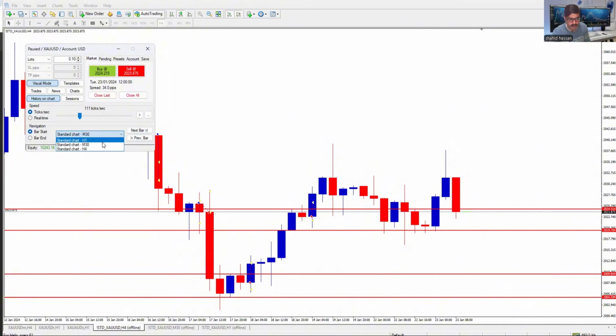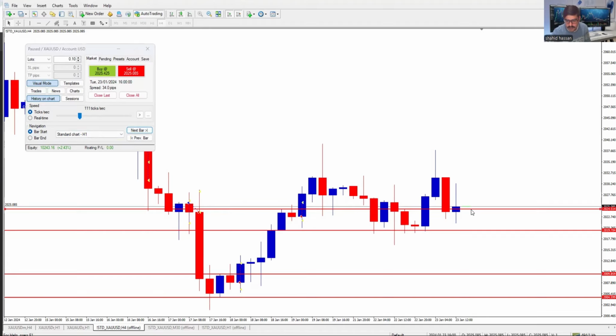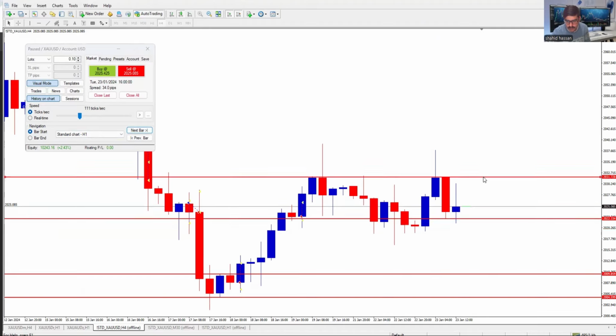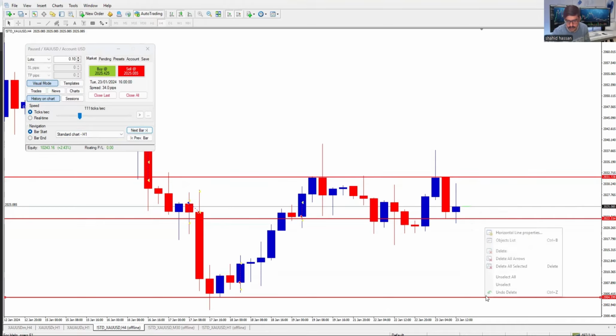This is our low here and this is the high, and we will place SL here, this one and this, and we will place the first TP, sorry, this and this, like this. Okay, so let's run it here.